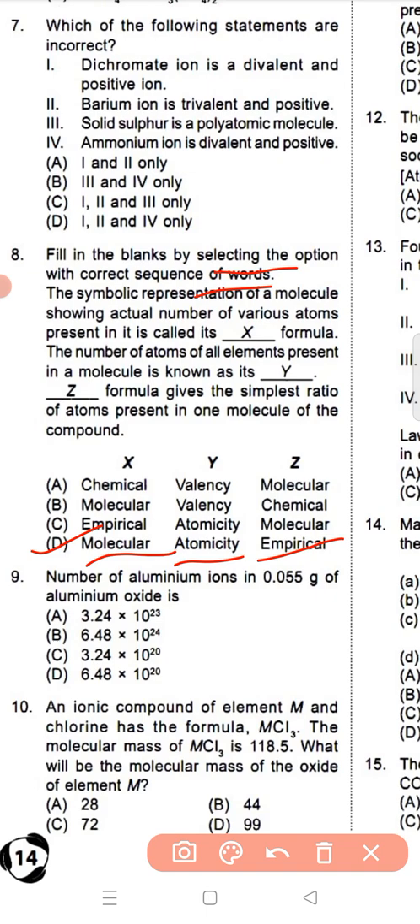Now we are coming to question number 9. Number of aluminium ions in 0.055 gram of aluminium oxide, Al2O3, is 6.48 into 10 to the power 20. So question number 9, option D is the correct answer.